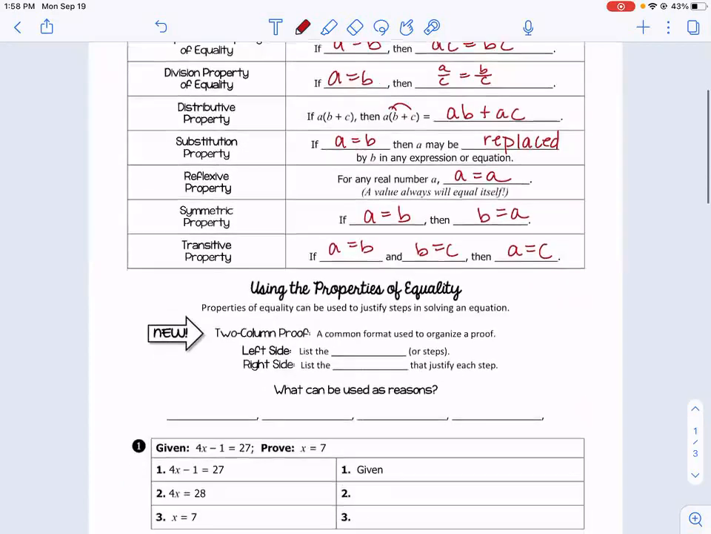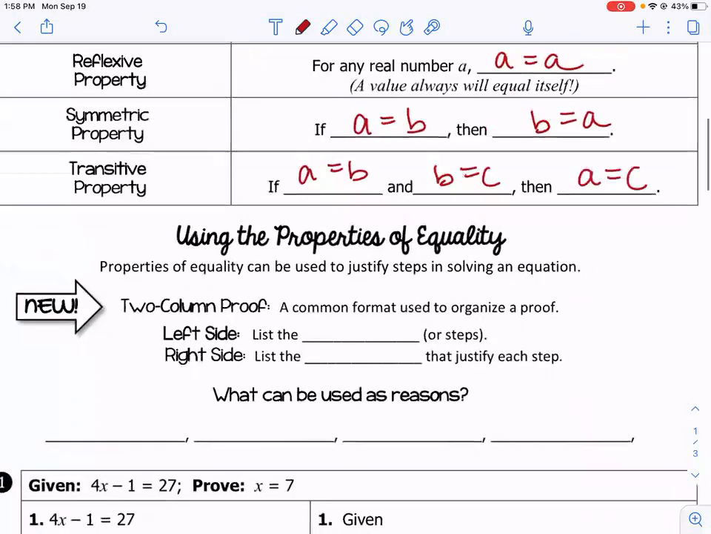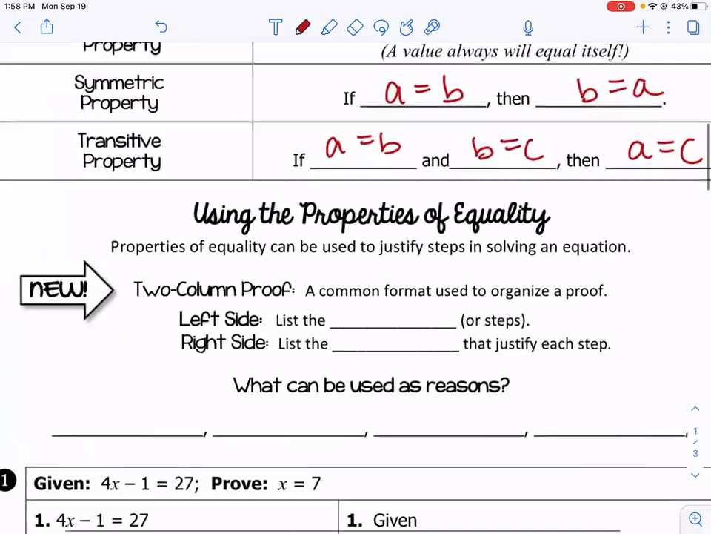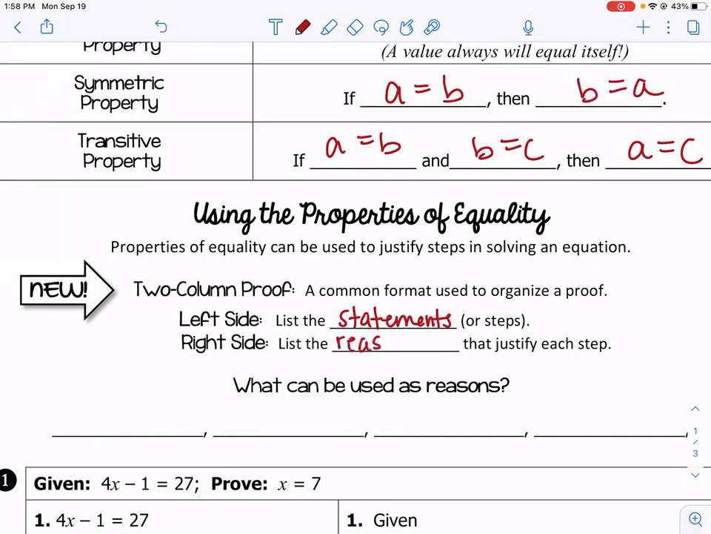We are going to write what's called a 2-column proof. Okay? So 2 columns. On the left side, we're going to have statements. And on the right side, we're going to put our reasons. So basically, on the left side, we're going to have steps. This happens, and then this happens, and then this happens. On the right side, we're going to justify each step. Why are we allowed to say that?